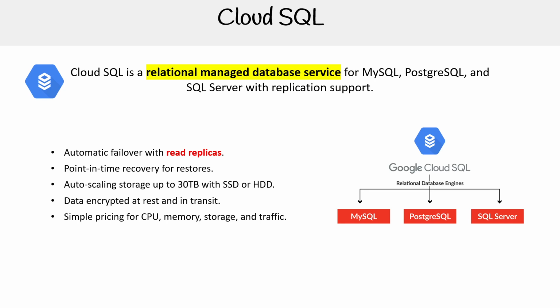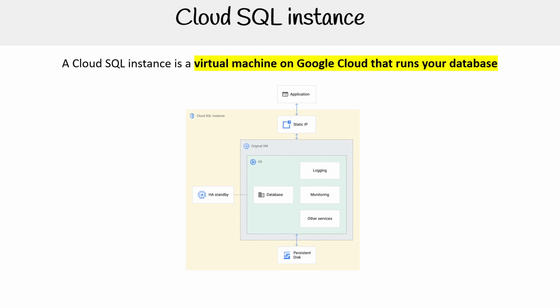It has simple pricing for CPU, memory, storage, and traffic. This one requires the most level of management out of all the providers, such as Spanner and AlloyDB, but it is very cost effective. A Cloud SQL instance is a virtual machine on Google Cloud that runs your database.